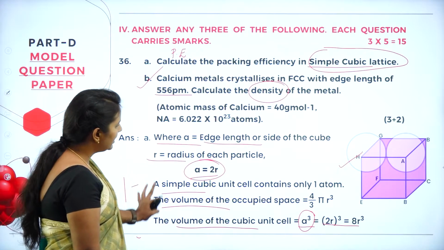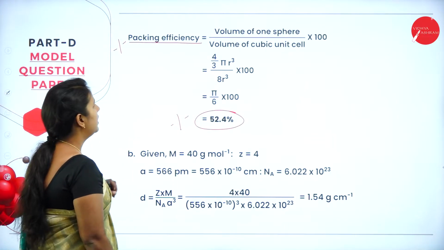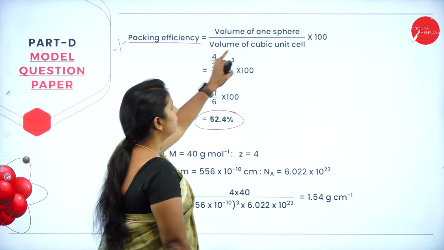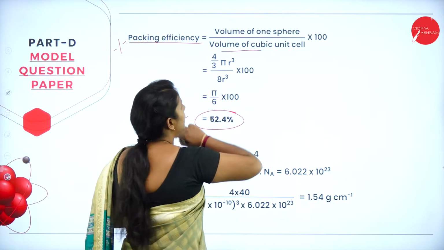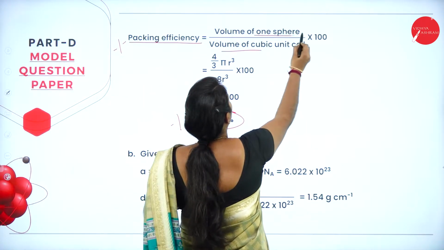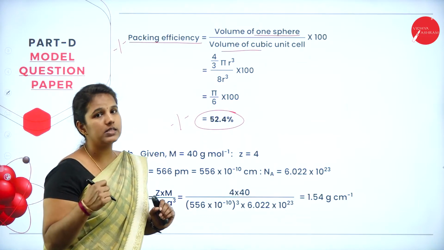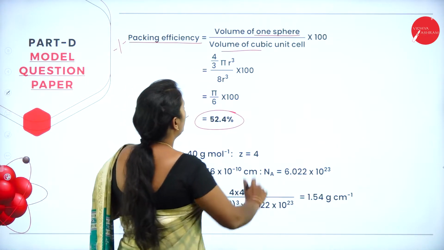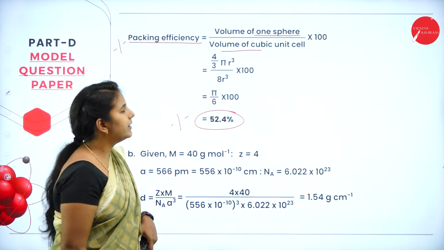Again, for writing this step along with the diagram, you will get 1 mark. Then for writing the packing efficiency formula, that is the volume of one sphere divided by the volume of the cubic unit cell. Remember, I am talking about only the simple cubic unit cell, whereas in FCC and BCC, the number of spheres will vary. So, the volume of one sphere divided by the volume of the cubic unit cell into 100.